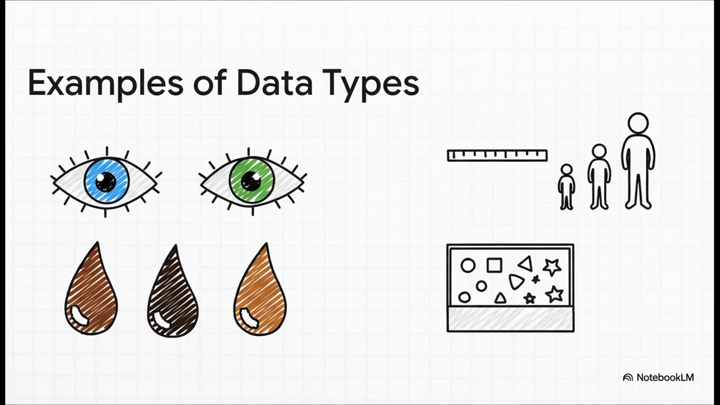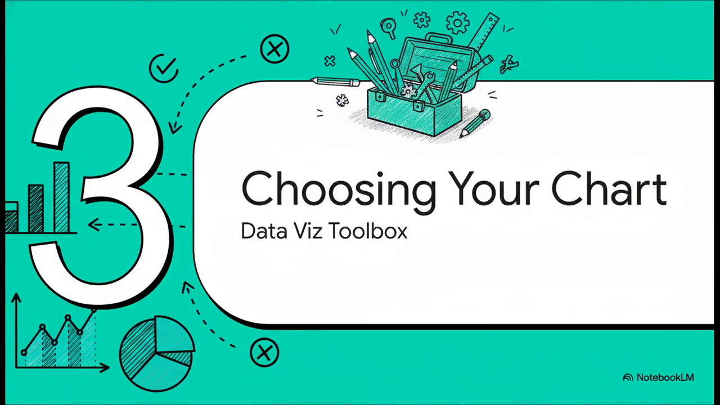But height or temperature, those are numbers. You can find the average height. You can see if the temperature is trending up or down. And knowing that difference, that's what's going to tell you exactly which chart to use. And once you figure that out, once you know if you're dealing with categories or numbers, choosing the perfect chart becomes so much easier. It's not a guessing game anymore. It's just about picking the right tool for the job.